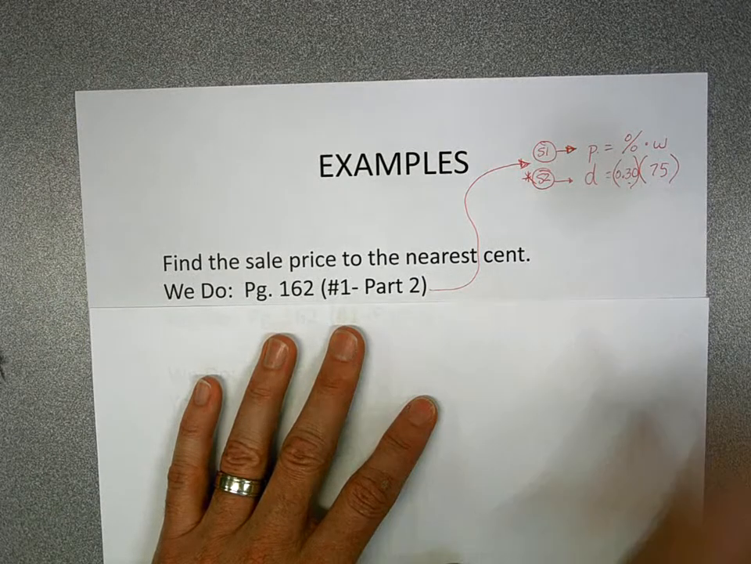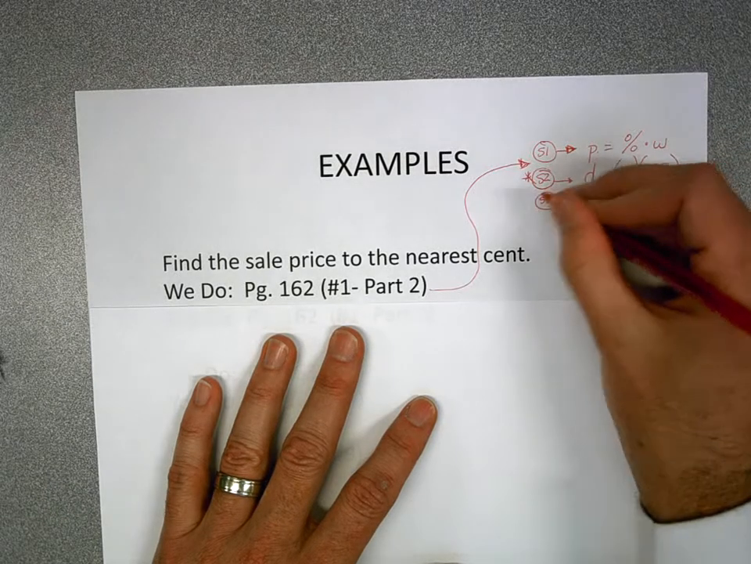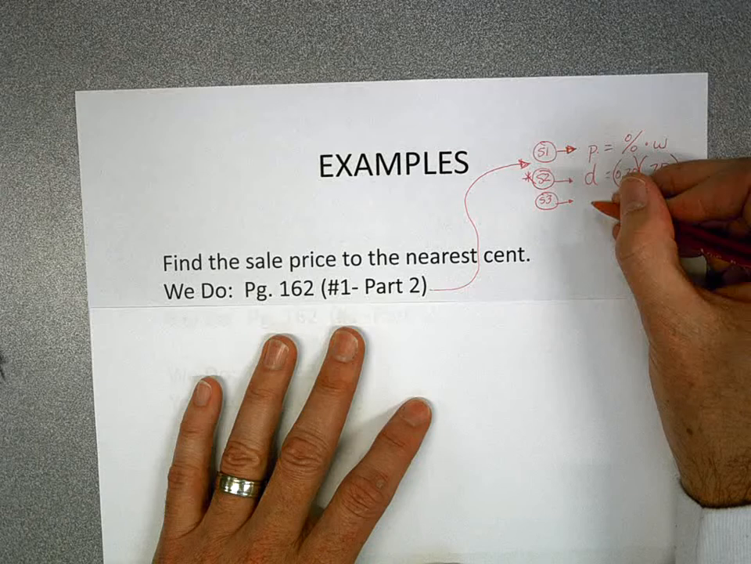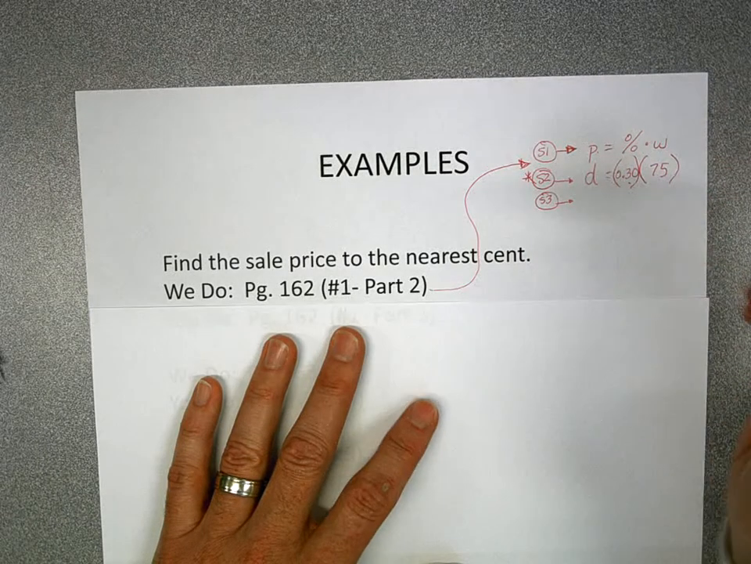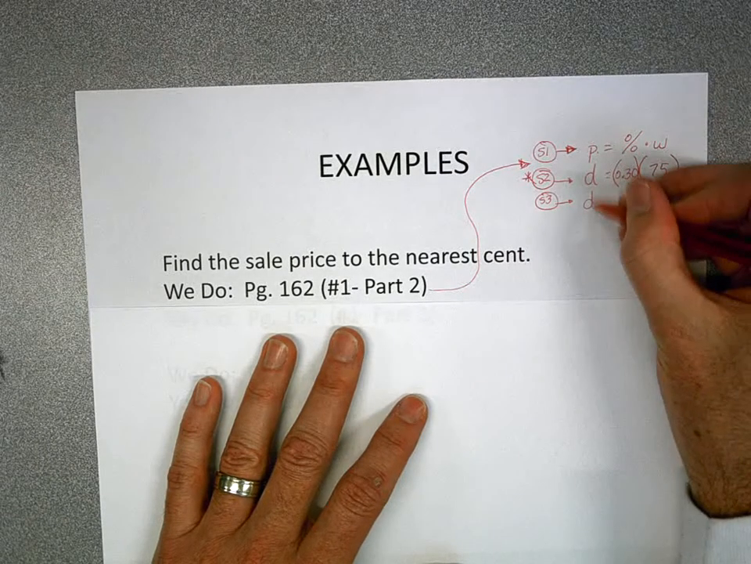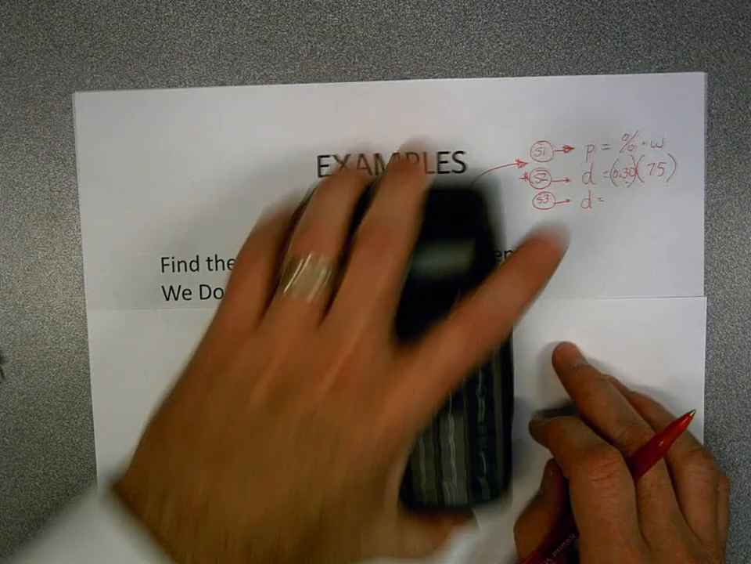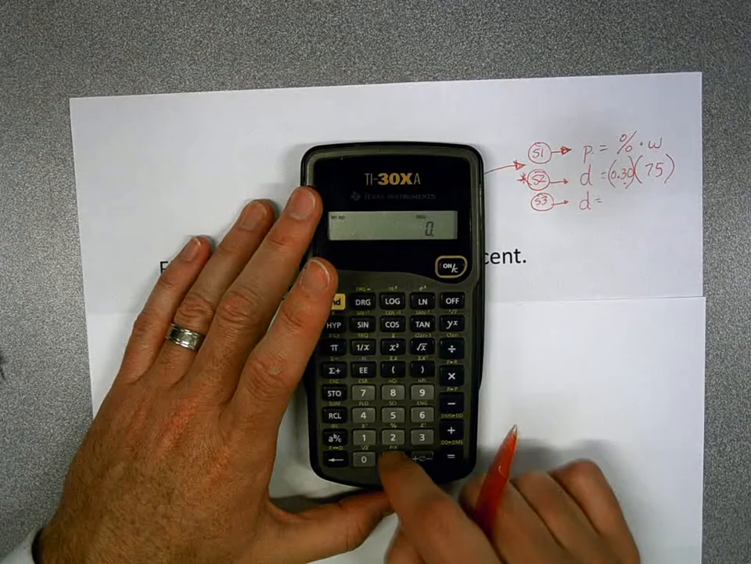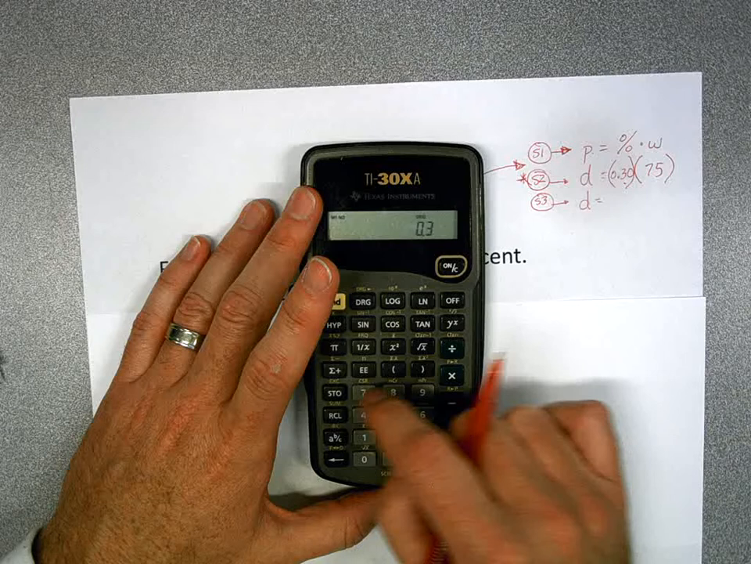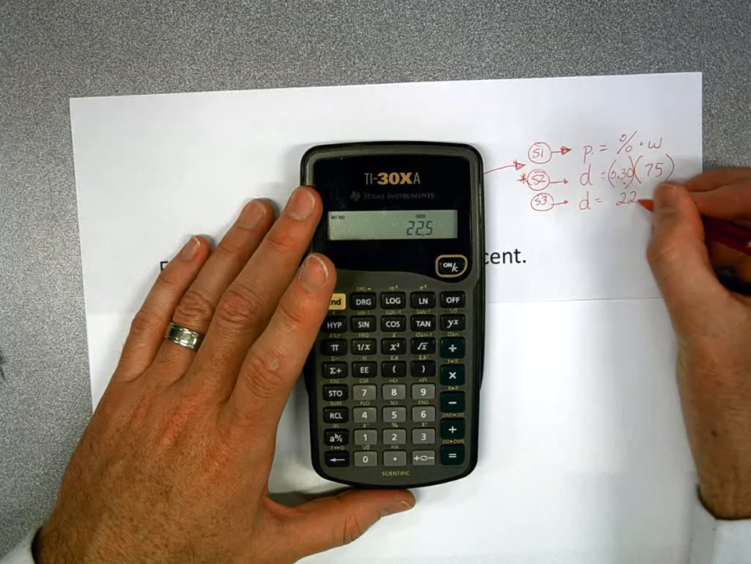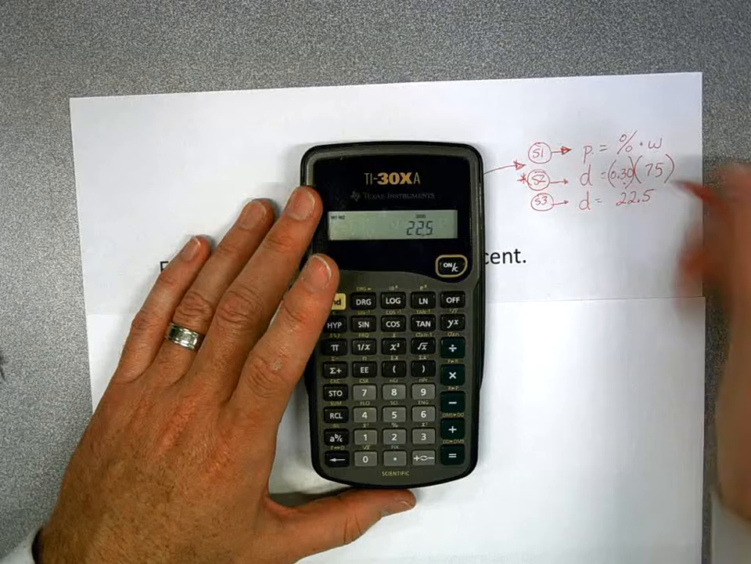Okay, step 3. And this is, of course, what we've been doing, right? At this point, we're going to simplify or solve depending on how our equation's built. In this case, it's all on one side. It's just the expression on the one side. I'm going to take my calculator. 0.30 times 75 equals, and I end up with 22.5, 22 and 5 tenths.